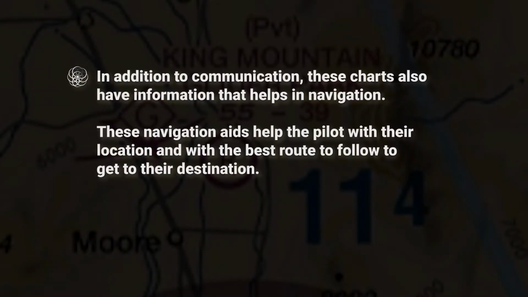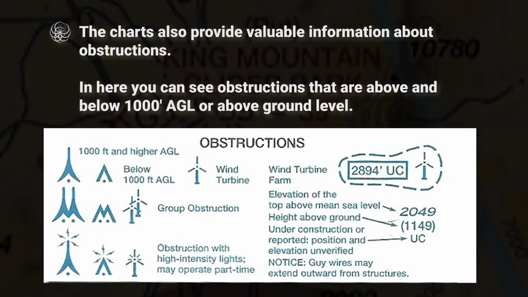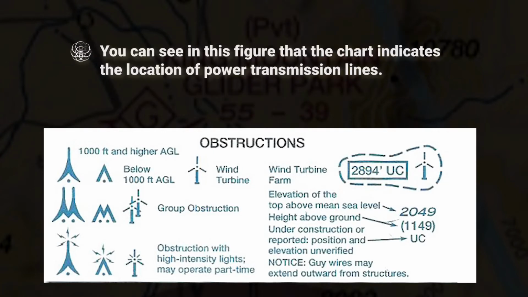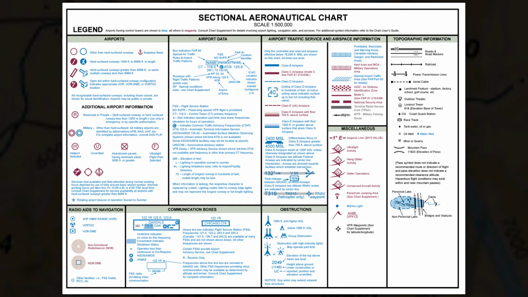In addition to communication, these charts also have information that helps in navigation. These navigation aids help the pilot with their location and the best route to follow to get to their destination. The charts also provide valuable information about obstructions. In here, you can see obstructions that are above and below 1,000 feet AGL, or above ground level. You can see in this figure that the chart indicates the location of power transmission lines as well. The legend shows you how to read the obstructions and other symbols. Remember, if you're taking the test and you forget what a symbol in the chart means, simply look at the legend to figure it out. The test legend is usually located at the beginning of the book with the figures for taking the test.